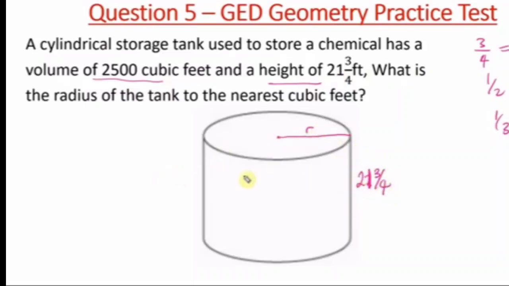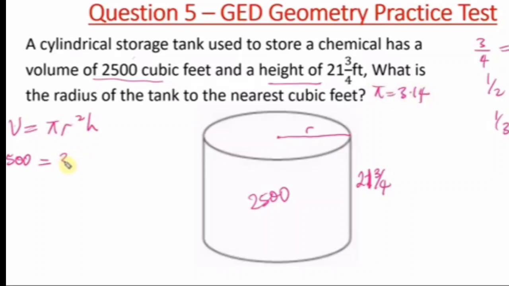21 3/4. We're told to find the radius. The volume is 2,500 cubic feet. Okay, so from our GED formula sheet, the volume of a cylinder is what? Pi r squared h. All right, we are given our V, so let's put it here, 2,500. Our pi from the GED, it would always state pi as what?